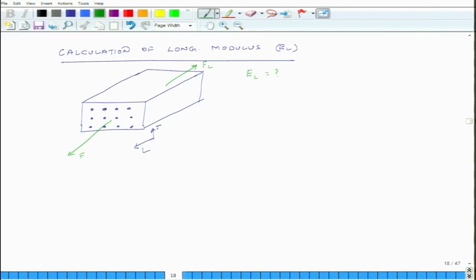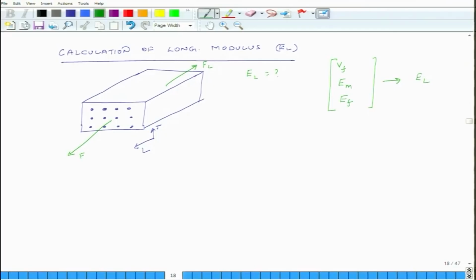Now, what do I know about this problem? I know the volume fraction of the fiber; without that I cannot figure it out. I also know the Young's modulus of the matrix, and the Young's modulus of the fiber. These are the 3 parameters I know, and using them my goal is to figure out EL.